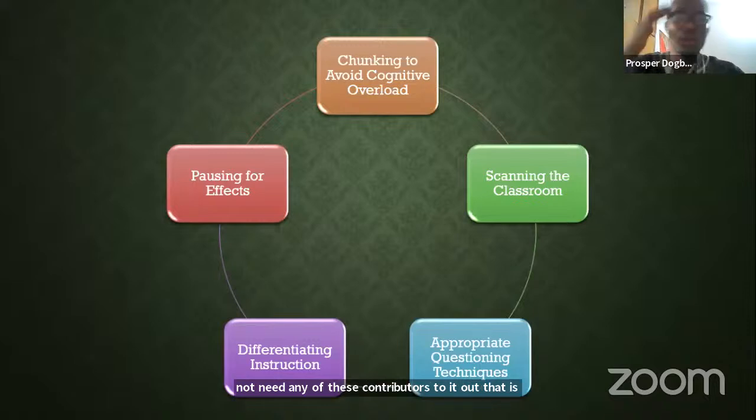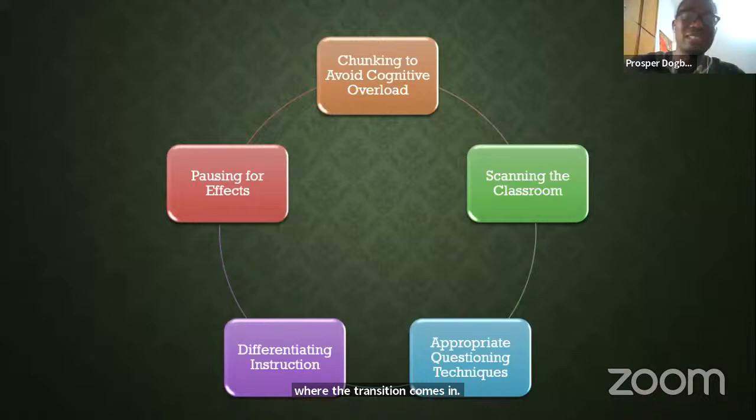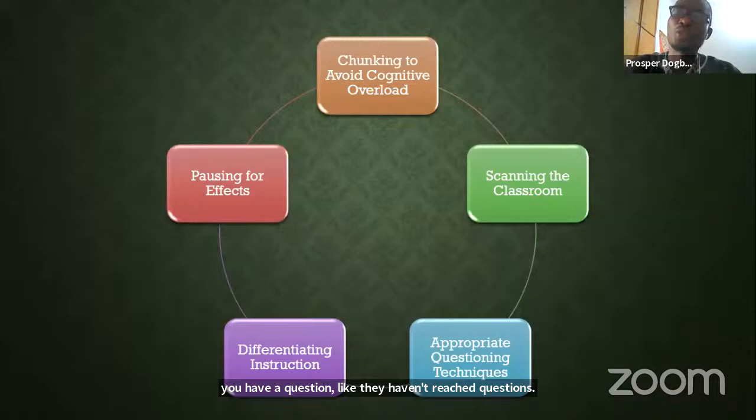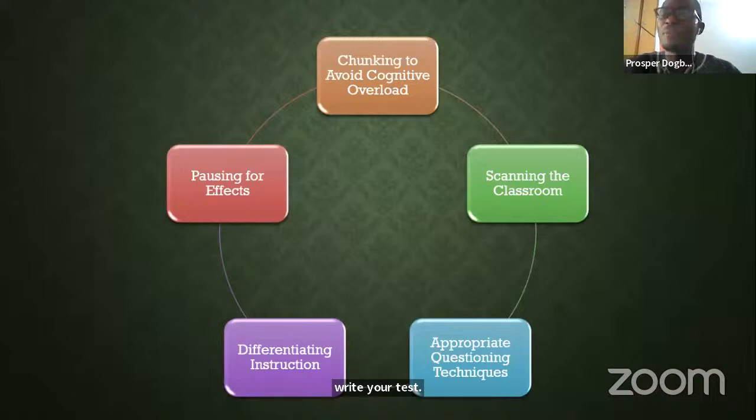So as you might have learned in our various assessment lessons, even in the questions you ask, there should be a question for the below average. There should be a question for the average. There should be a question for the exceptional. Now, one way you can do this effectively is to write your task. If you can print them, that is very good. Print them, have a specific question for each student, if you can.